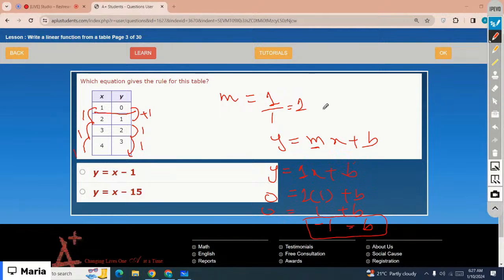So just put the values back in the equation. y equals 1x and b is also negative 1. So the equation is y equals x minus 1. Got it? The correct option is y equals x minus 1. Option number 1 is the correct option. Got it?